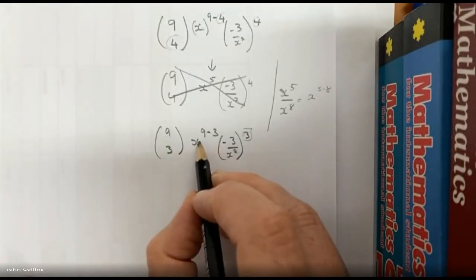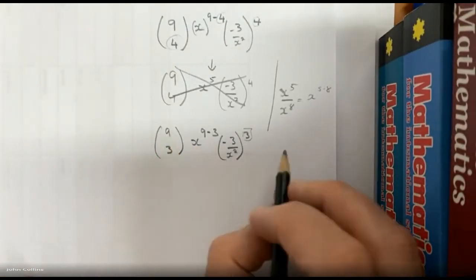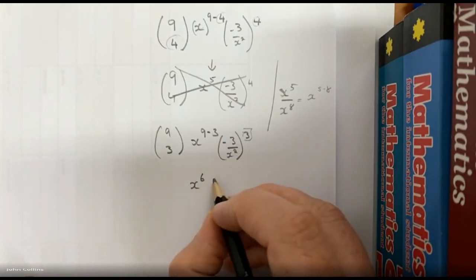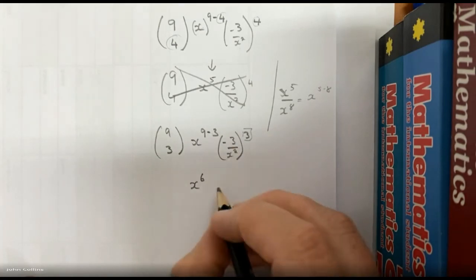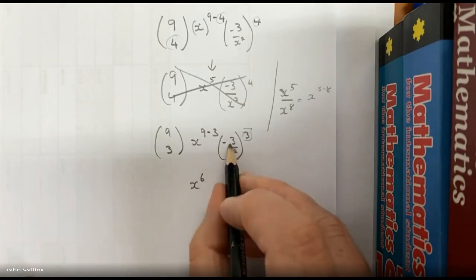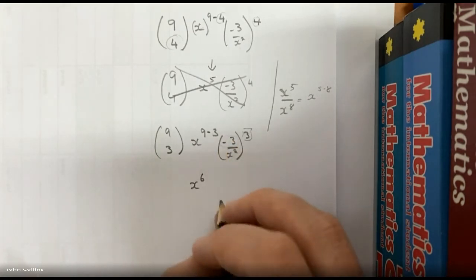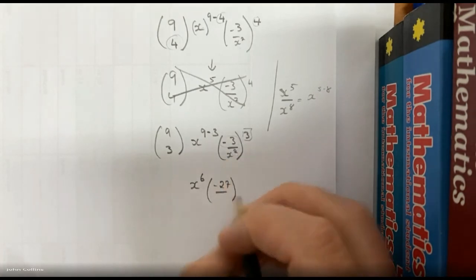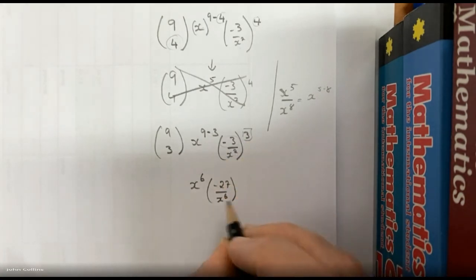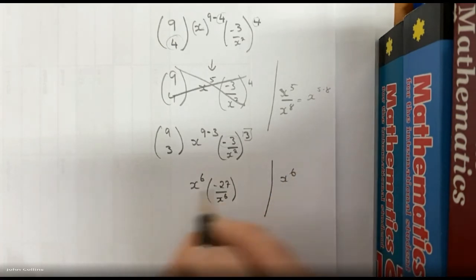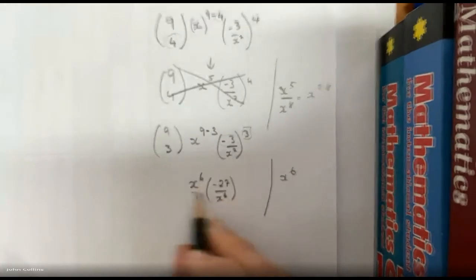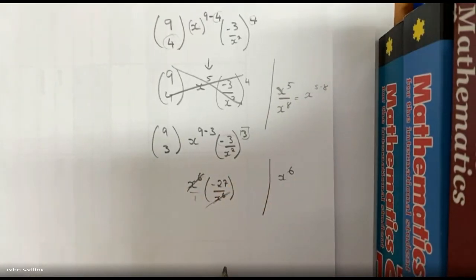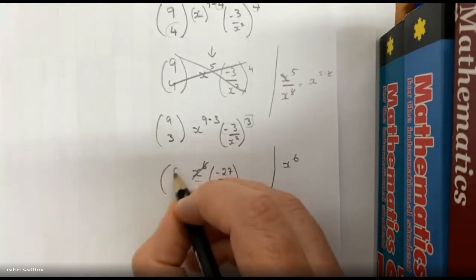Okay, so let's leave the 9 and 3 on here. We'll do that if needs be. x to the 9 take away 3 is going to give 6. And then this one, I'll actually multiply this out. Minus 3 cubed is negative 27. And x squared cubed is x to the 6. So if we multiply this, you're dividing by x to the 6 and you're multiplying by x to the 6. They're going to cancel out, or you can do the equals 0 over here. And there we go. We have a constant term in the middle.